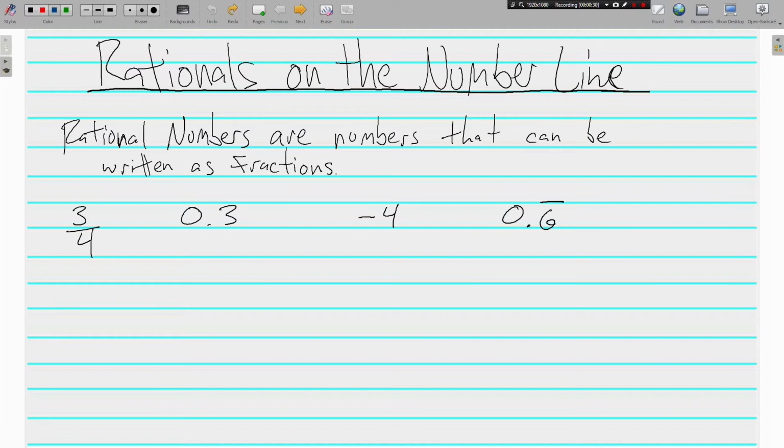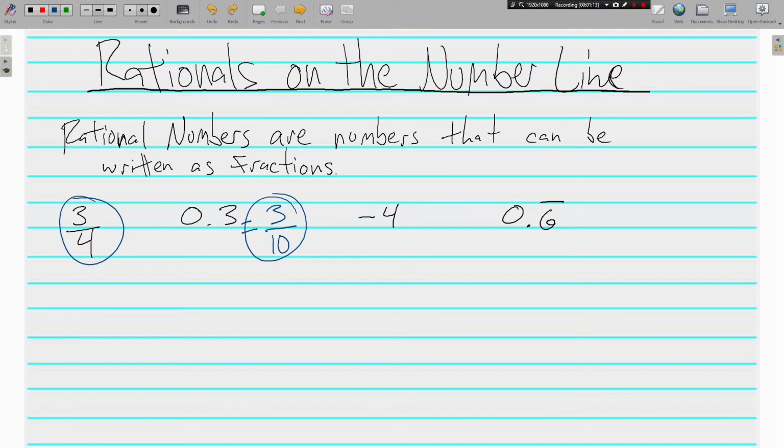First, let's talk about what rational numbers are. Rational numbers are numbers that can be written as fractions. So if you can write it as a fraction, that means it's a rational number. 3/4 is already a fraction, so obviously that's a rational number. 0.3, if you read that correctly, is 3/10, which can also be written as a fraction. So decimals, not all decimals, but this one anyway, is a rational number.